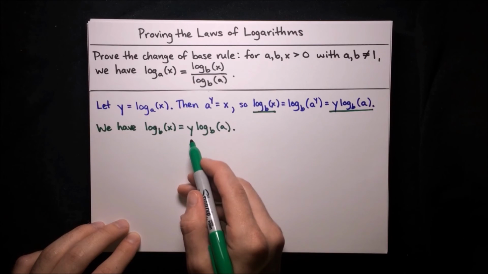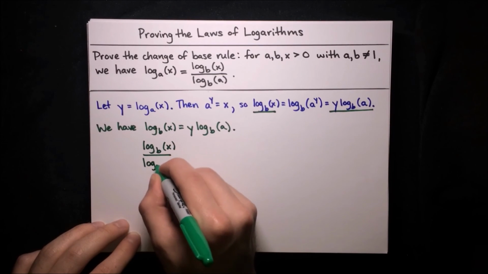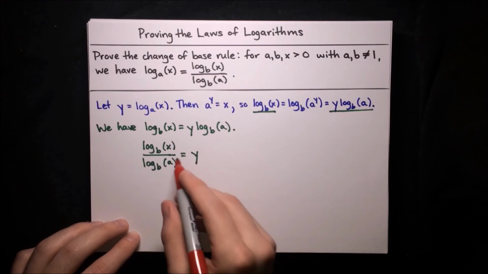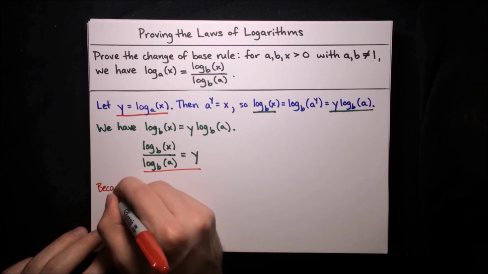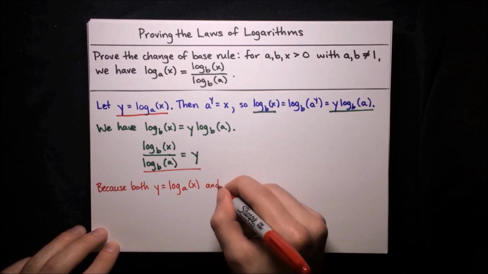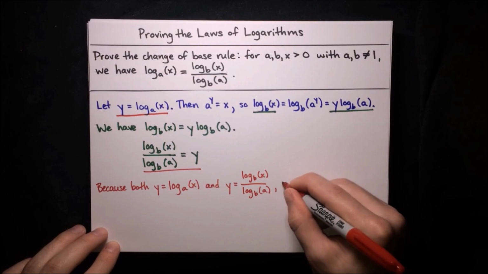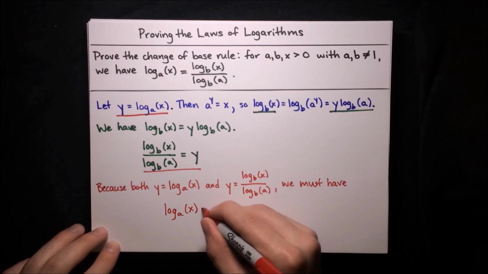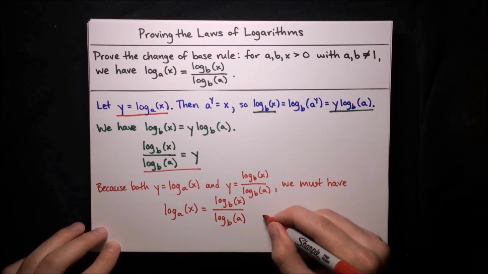And now we can solve this equation for y. We just divide by log base b of a. So we have that log base b of x over log base b of a is equal to y. And hey, look at that. That is the right-hand side of our equation that we want. So we've got our left-hand side and we've got our right-hand side, and we know that both of these are equal to y. So we can say that because both y equals log base a of x and y equals log base b of x over log base b of a, we must have that log base a of x is equal to log base b of x over log base b of a. And that's exactly what we wanted to show.